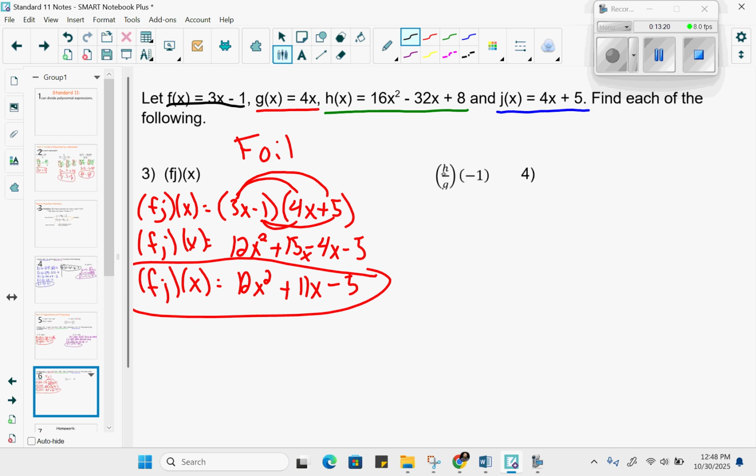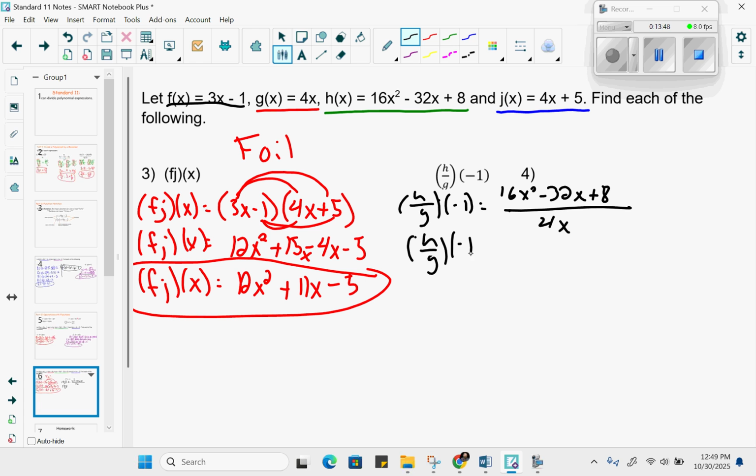Now we have h divided by g of negative 1. We're just going to divide them. h divided by g of negative 1 equals h, 16x squared minus 32x plus 8, divided by g, 4x. All right, we're going to change that up because look, it's of negative 1. So I'm going to write that same thing. h over g of negative 1. Now I'm going to replace them.